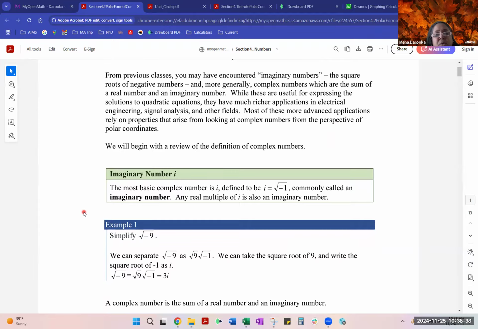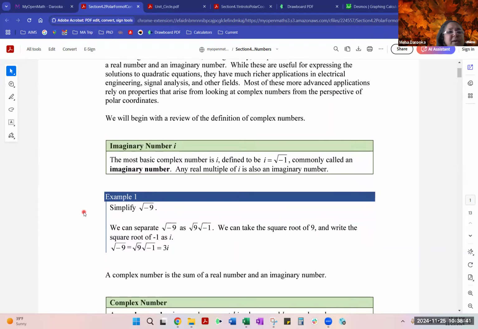So let's begin with just a quick review of complex numbers here, guys. Remember, the basic imaginary number is defined as i equals the square root of -1. Sometimes you will see they also write it as i squared equals -1, because, of course, if you square both sides, you end up with i squared equals -1. So this is commonly what we call the imaginary number. Any number that has a multiple of i with it, like 2i or -5i, would also be considered an imaginary number.